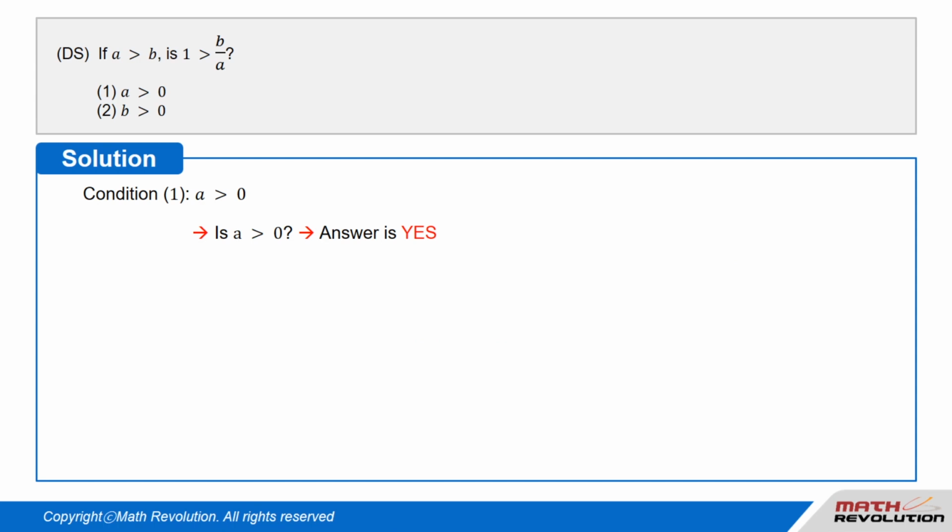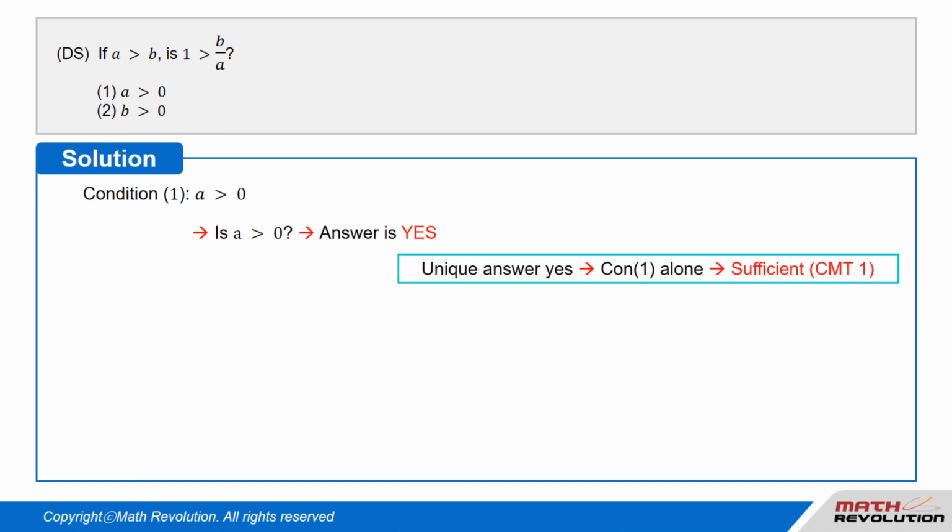Let us take a look at condition 1. It tells us that A is greater than 0. This is what we were looking for, and therefore, the answer to the modified question, is A greater than 0, is a unique yes. So the condition is sufficient according to CMT1, which states that the answer will be in terms of a unique yes or no.